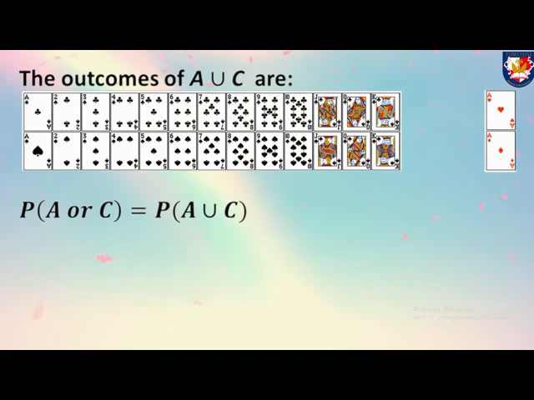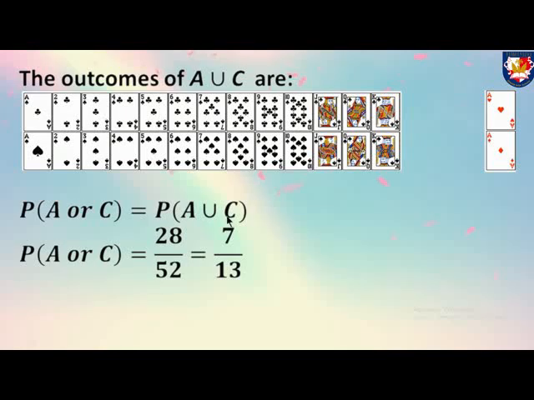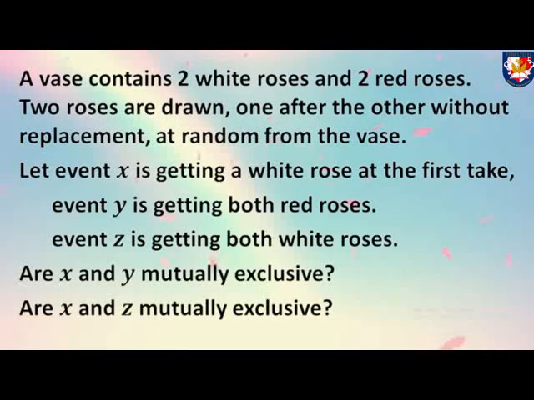There are 28 favorable outcomes of A union C. So since A is not mutually exclusive with C, probability of A or C equals probability of A union C. We have known that all the outcomes of A union C is 28, so the probability is 28 per 52, or 7 per 13 for simpler. How about the next case?